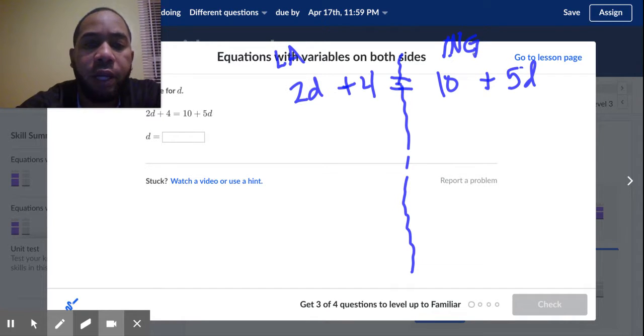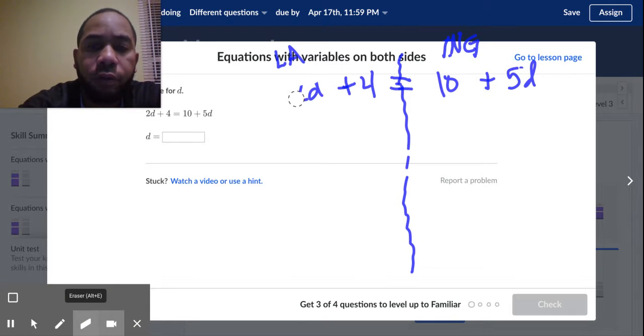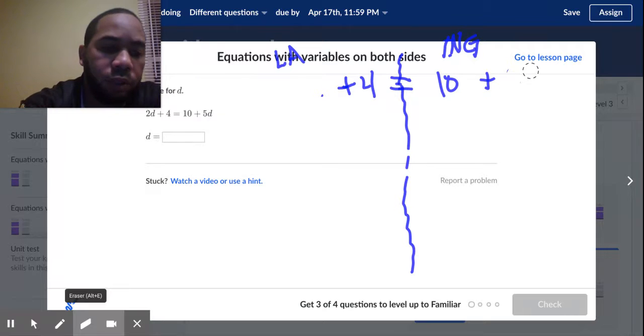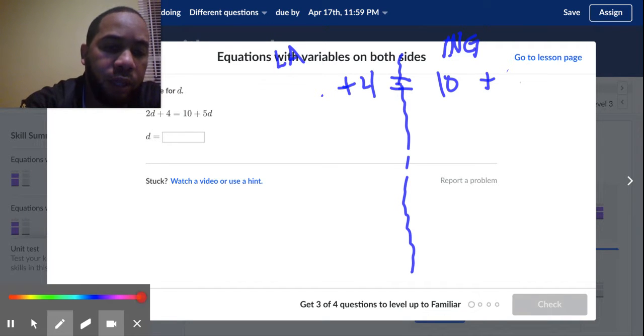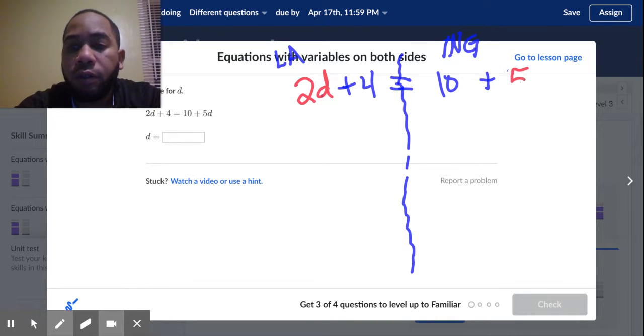When I was teaching some of these entry-level Algebra 1 classes, what I started doing is I would write the color of the like terms so kids could know what I was saying. And I'm going to use that as red. And we got 2D and we got 5D.